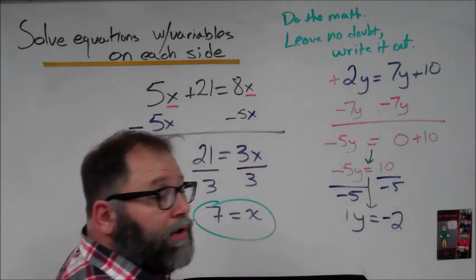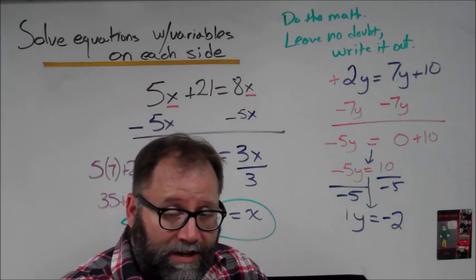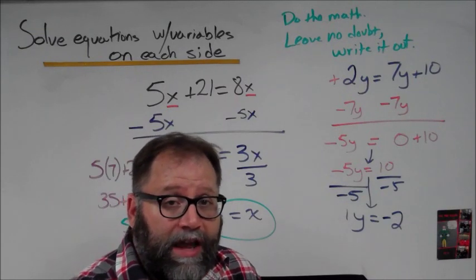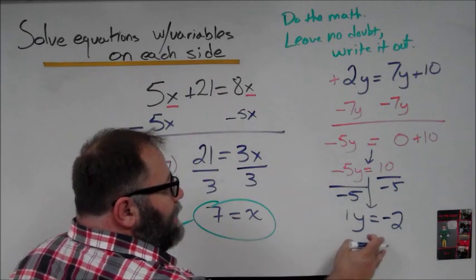-2. Because -2 times -5 would give us positive 10. Negative times a negative gives us a positive. Negative times a positive, opposite sign, negative answer. So I get y equals -2.